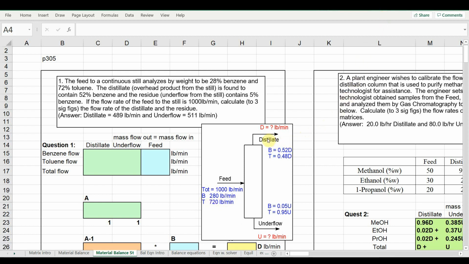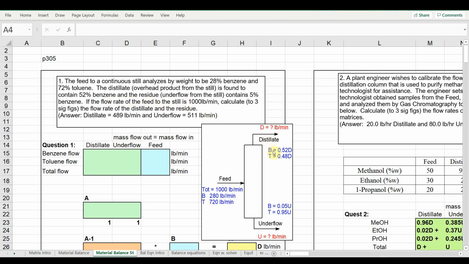The flow rates of the distillate and the underflow are the two variables that we're trying to solve. I'll use the letter D to represent the flow rate of the distillate and the letter U to represent the flow rate of the underflow or residue. We're told that 52% of the distillate is benzene. We're not told anything else about that, but since there are only two components in the system, and toluene is the other component, then the flow rate of toluene must be 48% of the distillate.